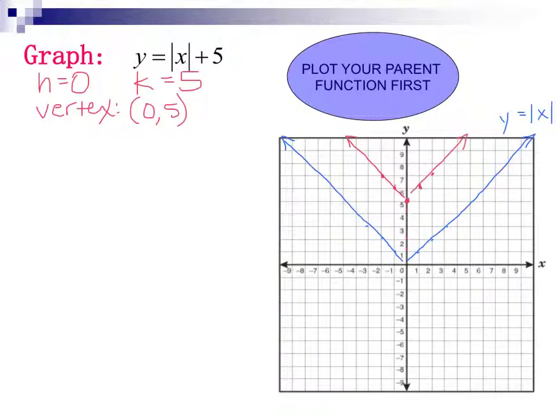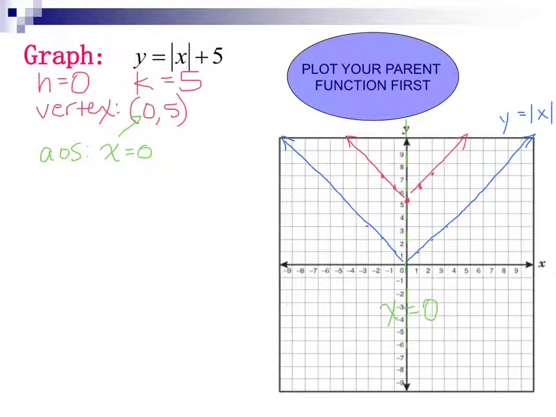Alright, now let's look at our axis of symmetry. Our axis of symmetry is that vertical line through our vertex. So here, our x is going to equal 0. We get that from here. Right? So our axis of symmetry is x equals 0.